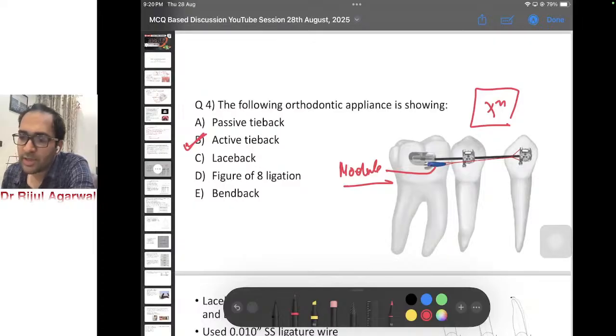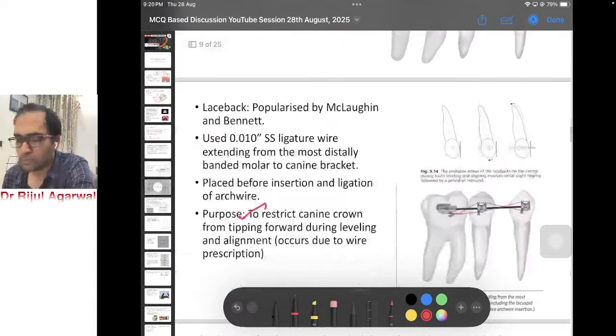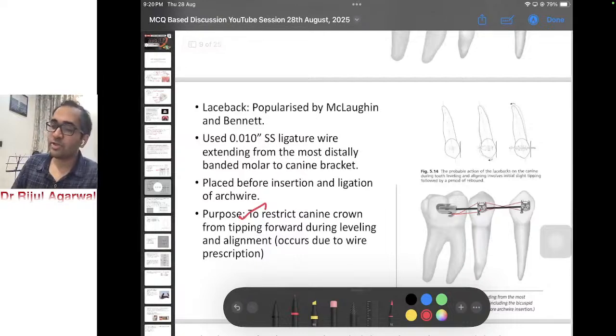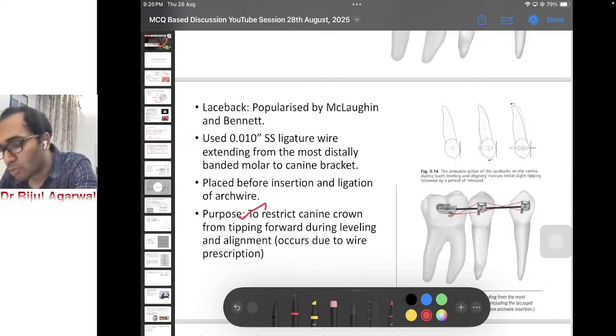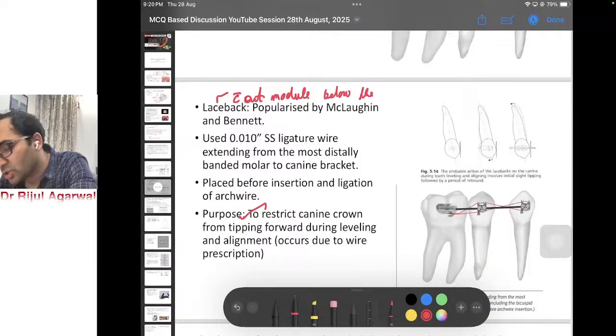So please explain lace back. Okay, lace back, first of all, how will you identify? It will be a ligature wire without module and below the arch wire.